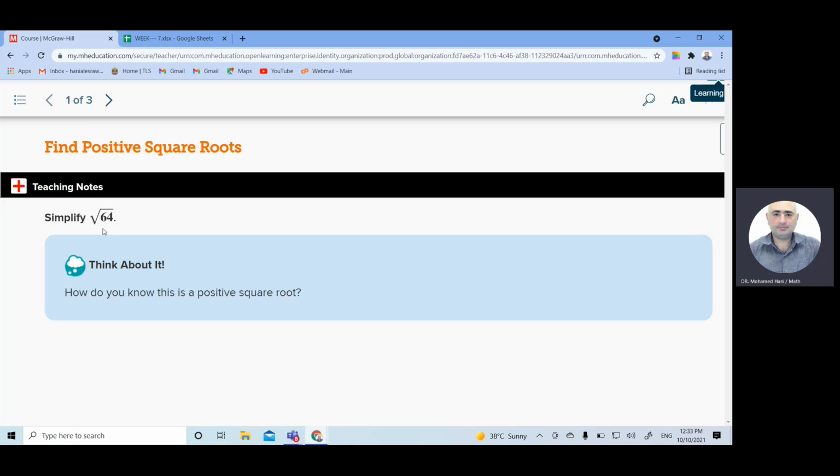If the number is greater than or equal to 0, greater than or equal to 0 means the number will be what? Positive. If the number is less than 0, the number will be what? Negative. Okay? So now the number inside the root, is this positive or negative? Positive. This is positive.